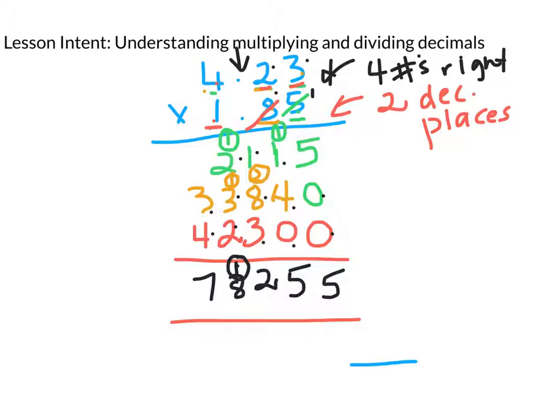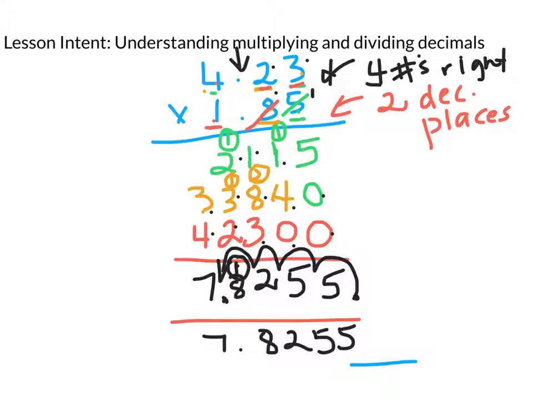We need to then make provisions for this down the bottom. So let's say we're starting here, this is our decimal point, and we need to move it to the left 4 places because it says so up here. 1, 2, 3, 4. Right there. So our number is actually 7.8255. And that is the answer when we're multiplying these 2 numbers together.